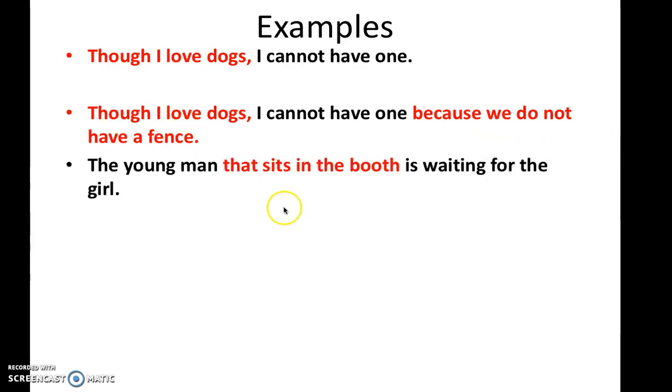The young man, now this is the cool one right here. I like these because you can see that the dependent clause is sitting right in the middle of the independent clause. Is waiting for the girl. Who is waiting? The young man. So dependent clauses can actually sit in the middle, like sitting in the middle of your couch and your little kid gets up there and just sits right in between mom and dad. And that's kind of what's happening here, it just kind of sits where it wants to. And in fact, it's sitting right in between the subject and its verb.